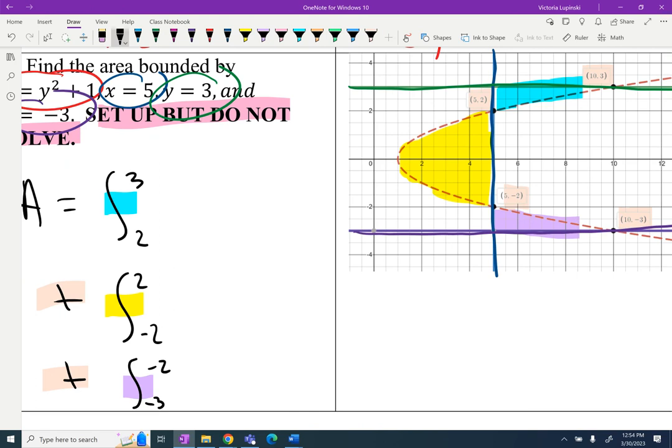Confused by what? Well, but right now we're just setting up from what y to what y. So the blue region exists from y = 2 to y = 3. The yellow region exists from y equals -2 to 2, and the purple from -3 to -2. It has to go from smaller to larger.